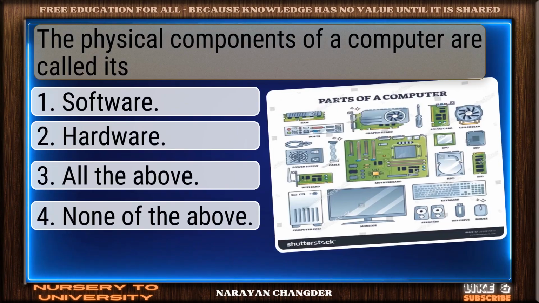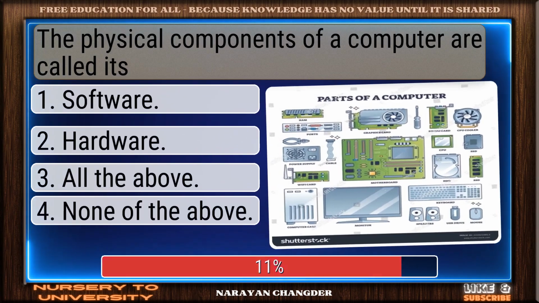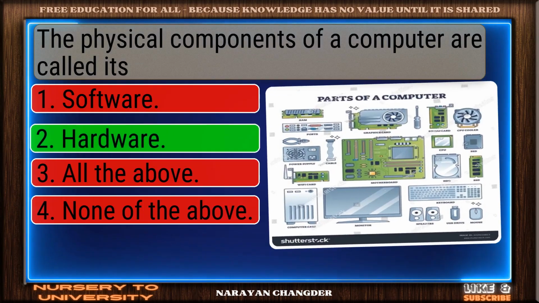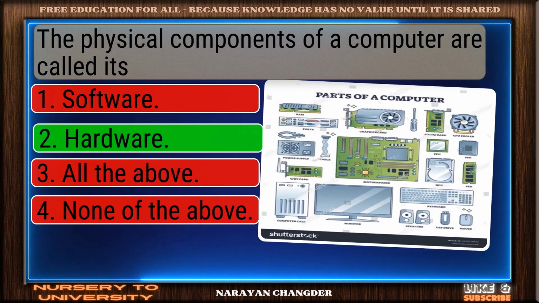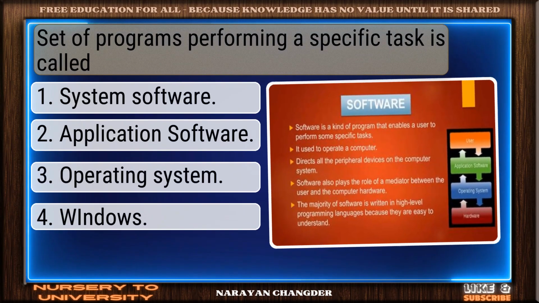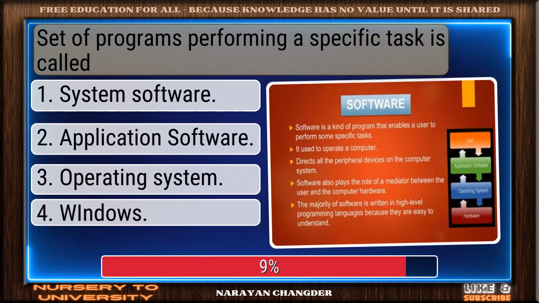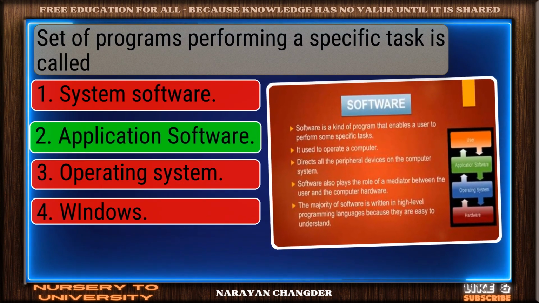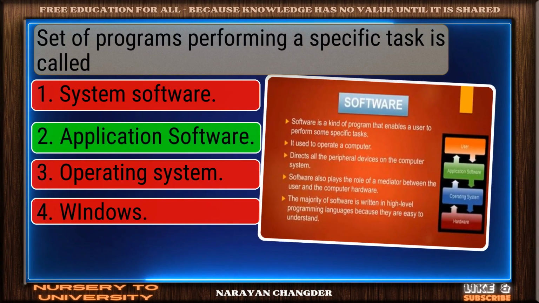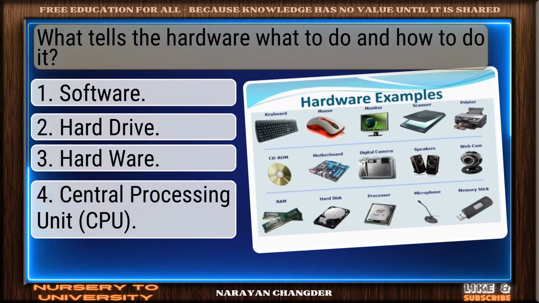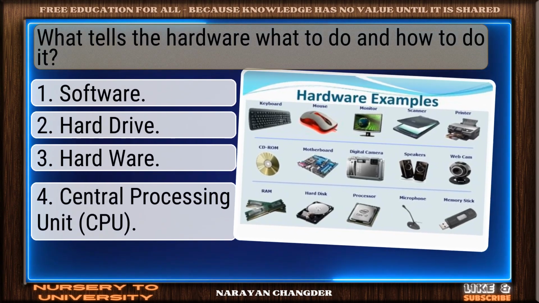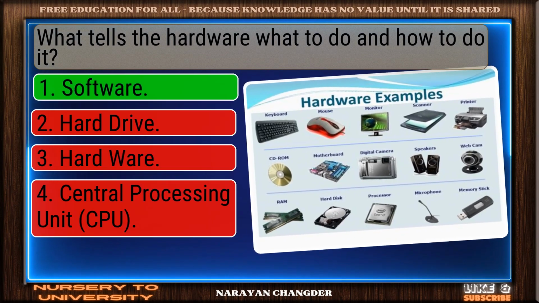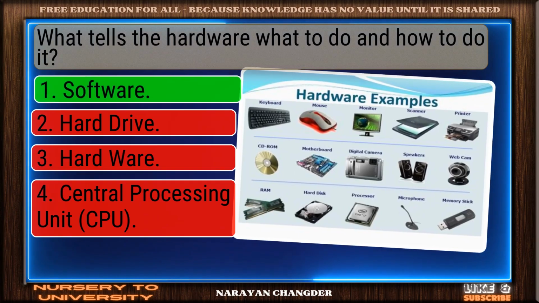The physical components of a computer are called its. Nice selection. Hardware is the correct and valid answer. Set of programs performing a specific task is called. Right again. Application software is a valid answer. What tells the hardware what to do and how to do it? Well reasoned. Software is the correct choice.